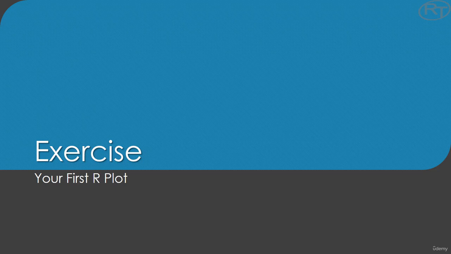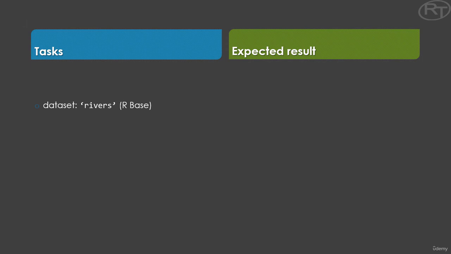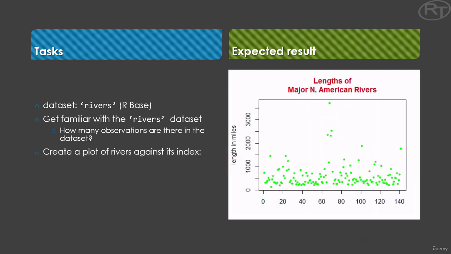Now it's time for an exercise. For this one we are using the Rivers dataset of RBase, so you should have it on your computer, including the data documentation. The first task would be to get familiar with this Rivers dataset. You should then find out how many observations there are by using this data documentation. The plot we are looking for is a plot of rivers against its index.